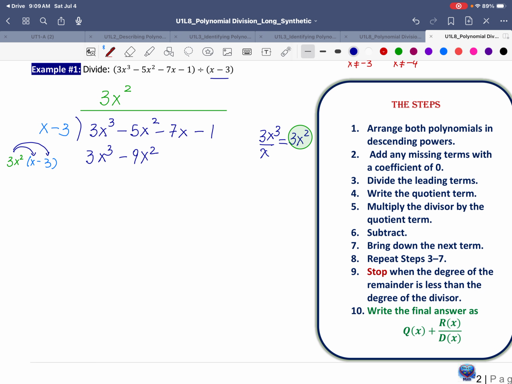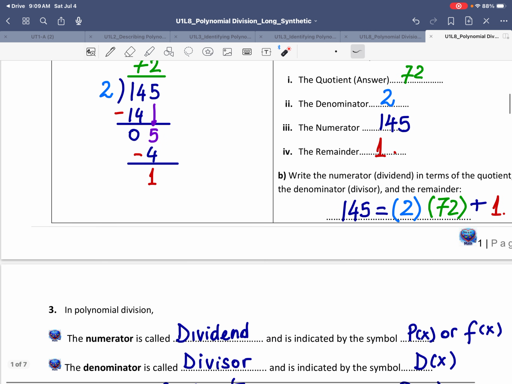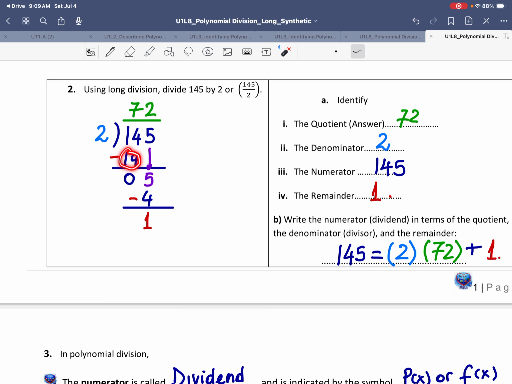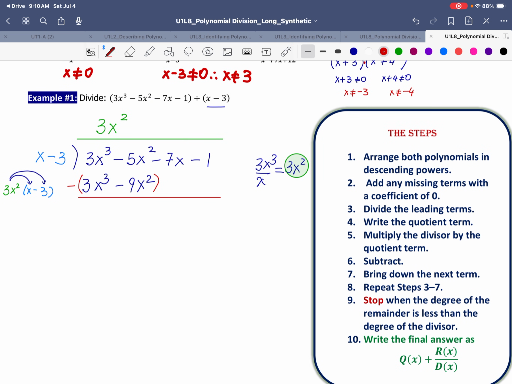I'm going to draw a line in here. And we will subtract this expression from the polynomial expression, just like we subtracted the numbers in here from the number before it. So we have 3x cubed minus 3x cubed, that's 0x cubed, negative 5x squared minus negative 9x squared. Remember, when you minus a negative, then you get a positive. So that will make 4x squared positive. Next, we'll bring negative 7x down.